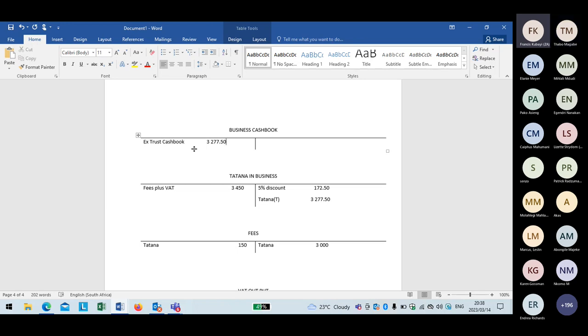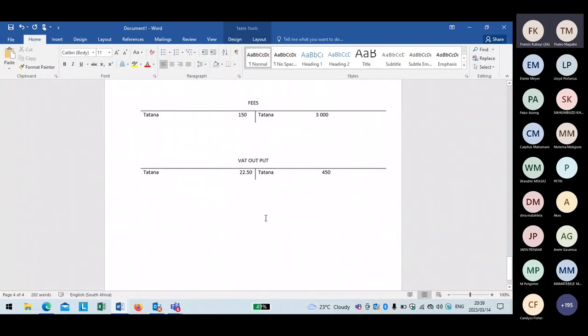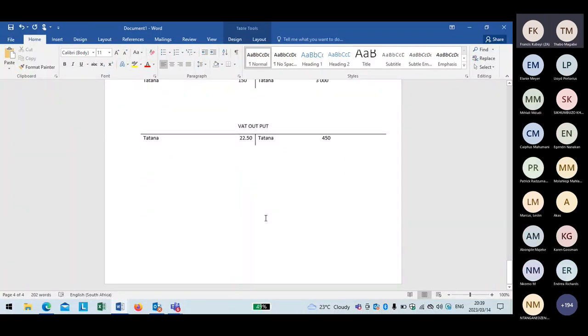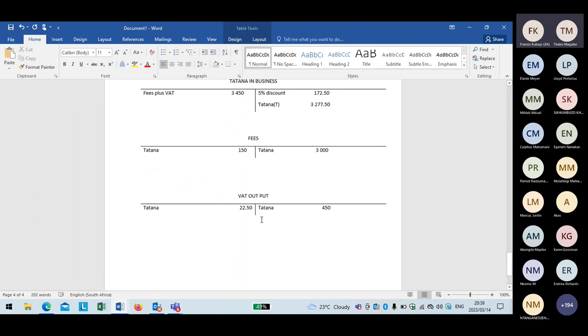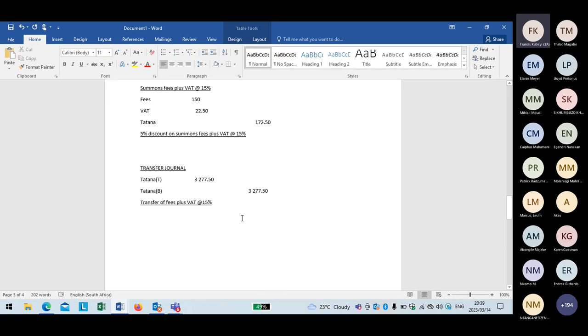All right. Sir, just one quick one. Are we not supposed to indicate X trust cash book Tatana so that we are able to distinguish it from other clients who we may transfer from? What distinguishes this transaction is the transfer journal and the posting from the transfer journal. This transaction, do you see?